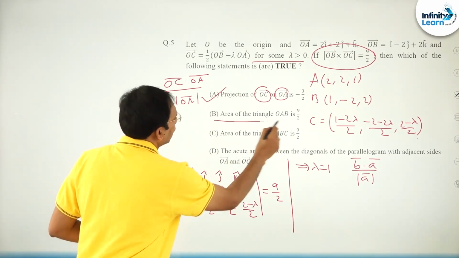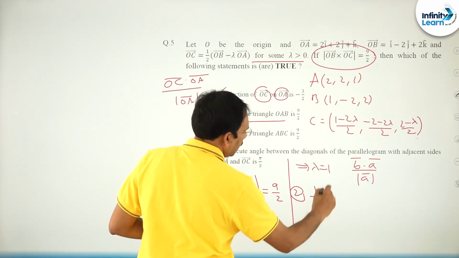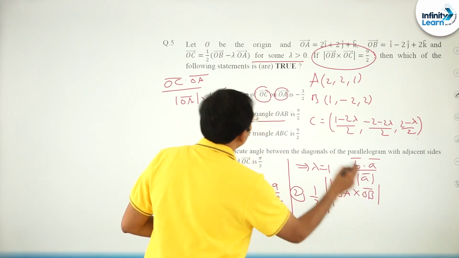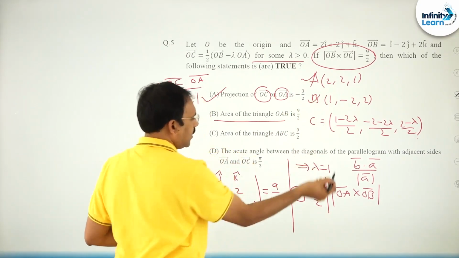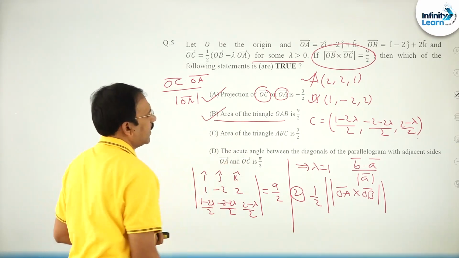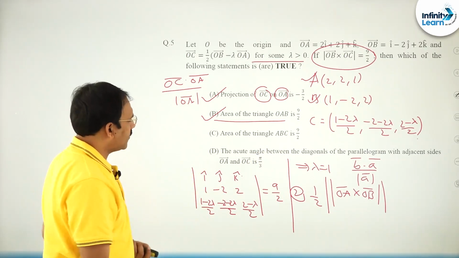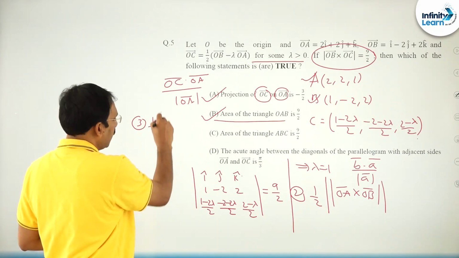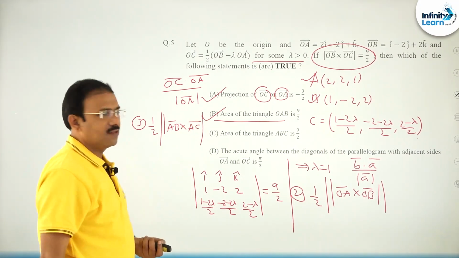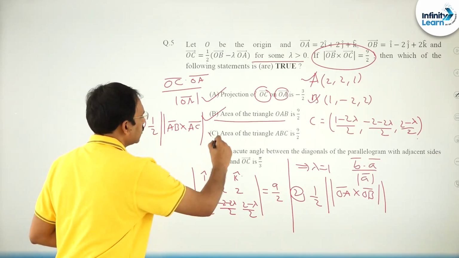Second thing, area of the triangle OAB. What a simple one, you can just apply the formula half modulus of OA bar cross OB bar. OA and OB points are very clear, you just find the magnitude of this, you will get the area, you can verify this will also be correct. Then area of triangle ABC is 9 by 2. You can find it like half modulus of AB bar cross AC bar. You know all three points, just calculation takes place, that is all. This will also be correct.